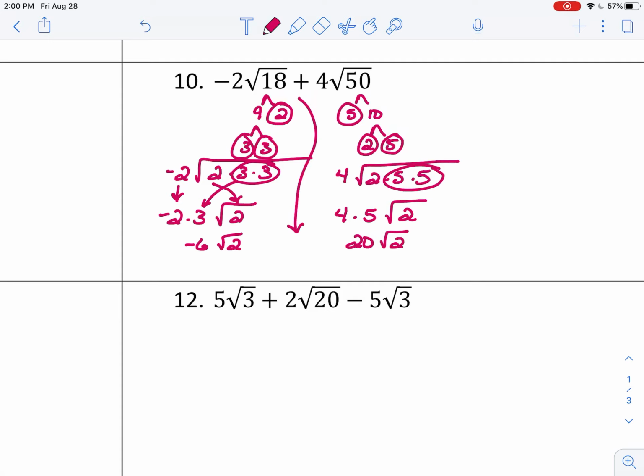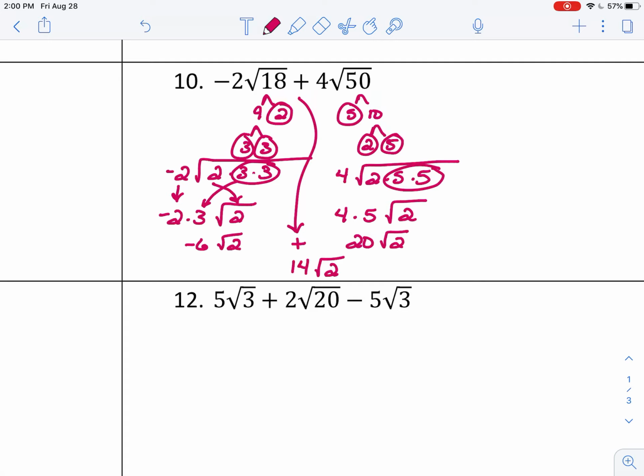So we will be adding those because they are like terms. They both have a square root 2. So negative 6 square root 2 plus 20 square root 2. I'm still going to have root 2s. When you add like terms, they stay like terms. But now I'm just going to take negative 6 plus 20, and I get 14.